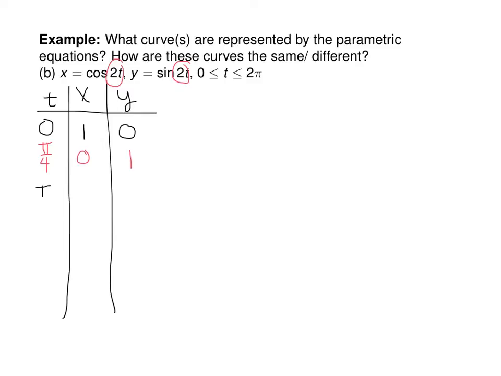And then when I input pi over 2, I'll get cosine of pi, which is -1, sine of pi, which is 0. When I input 3 pi over 4, I will have cosine of 3 pi over 2, which is 0, sine of 3 pi over 2, which is -1. And then inputting pi, I get cosine of 2 pi, which is 1, sine of 2 pi, which is 0. And I still have one more iteration of this cycle. This repeats once more.